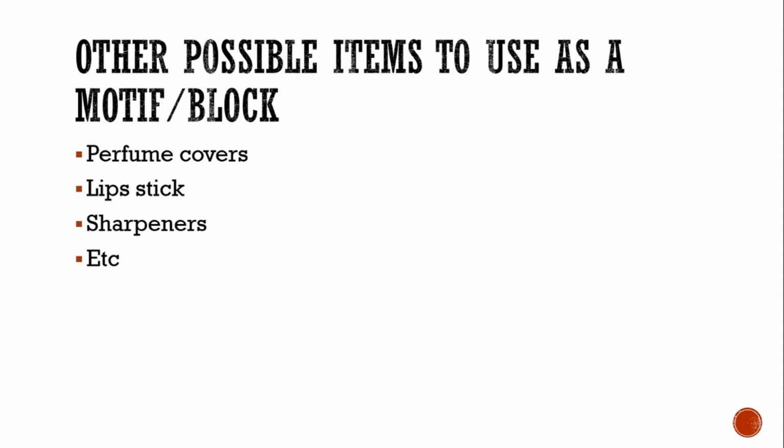Alright. So other possible items include your perfume covers. I know you ladies have some fancy perfume bottles with some fancy covers that might have unique shapes. You can use that. You can use your lipstick if you can't find anything else. Your lipstick bottle. Your sharpeners. Sharpeners are nice. They generally come in unique shapes. And any other thing that you could possibly think of.